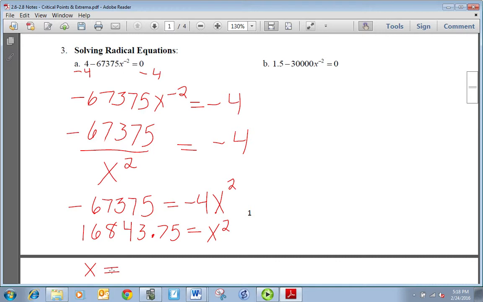And there are going to be 2 numbers that make it possible. 129.78 if we round, and negative 129.78. Because if I square either one of those, I'll come up with the 16,843.75.